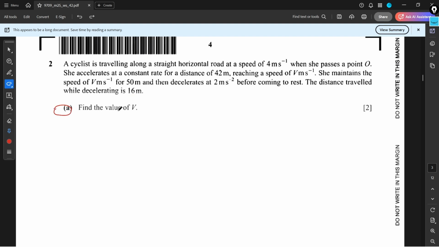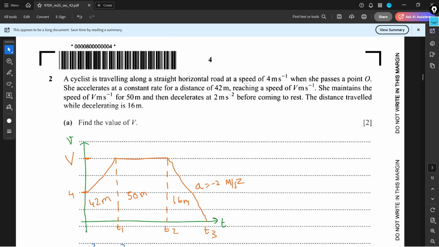In the first part, we are asked to find the value of velocity v. So the best way to solve this kind of question is to draw the whole scenario of what's really happening if there are multiple points, but over here there is only one point, that is O, and the cyclist is just traveling in the forward direction. So I'm just going to draw a VT graph, and from the VT graph, I can solve this entire question. Let me show you how I have solved this. Based on the information given in the question, I have drawn this VT graph.